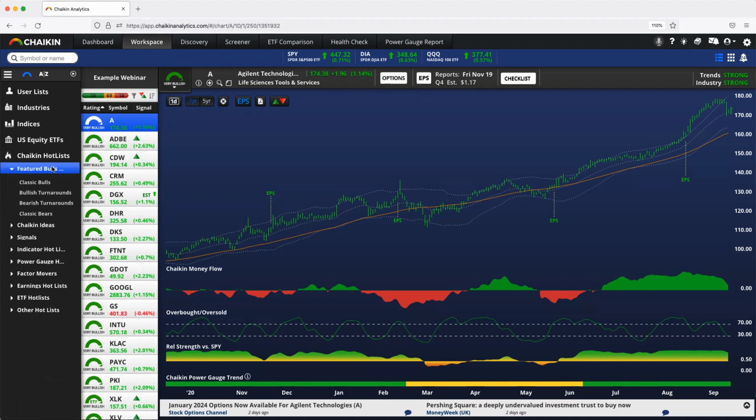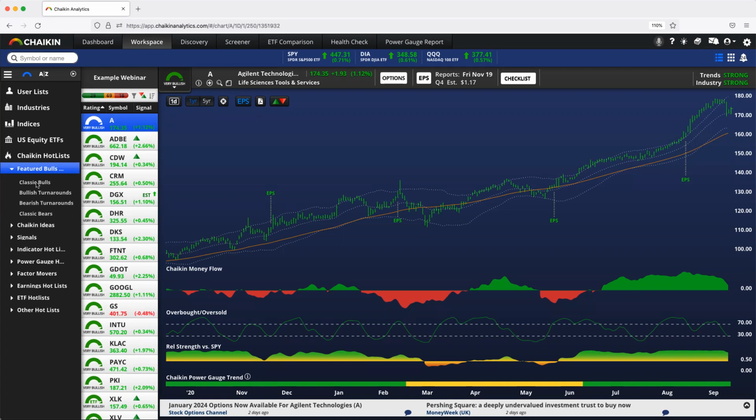By clicking this grouping, we see the hot lists that are part of this grouping. The other groupings include the Chaikin ideas list, which are also on our dashboard, the signals list, indicator hot list, power gauge hot list, factor movers, earnings hot lists, ETF hot lists, and some certain other hot lists. We'll talk about each of these at a given time in one of these videos. But again, today we'll talk about the featured bulls and bears, and there are, as we see, 4 lists.